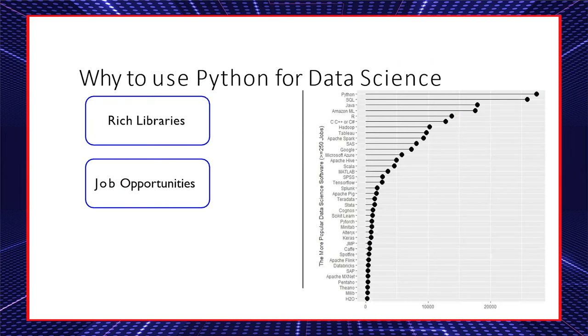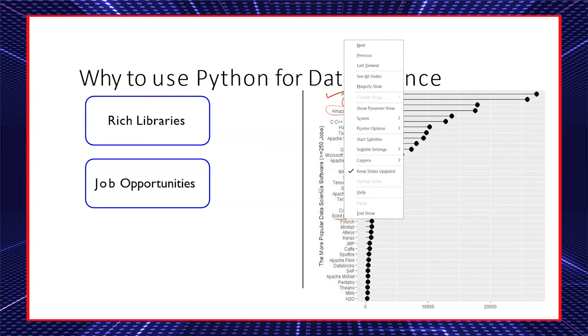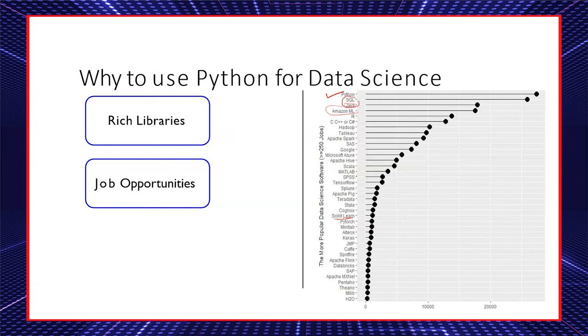Job opportunities, guys. If you look into the job opportunities, as per the more popular data science software, there are greater than 250 jobs. Which software is having the most jobs? Python is the top opening. Then SQL. SQL is a database. Then Java, followed by Amazon ML and all. Amazon is a cloud and all. Am I right? Here, SQL and scikit-learn. I told you, right? Scikit-learn, sklearn, I discussed in the last slide. That is the scikit-learn full form. These are some of the examples.